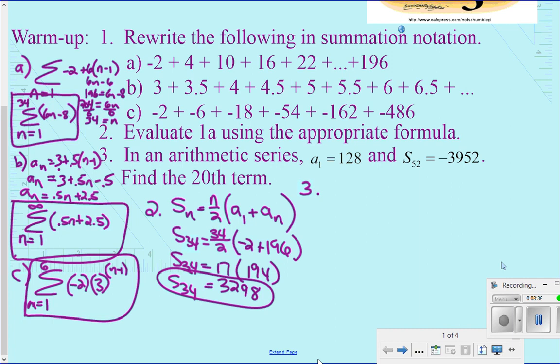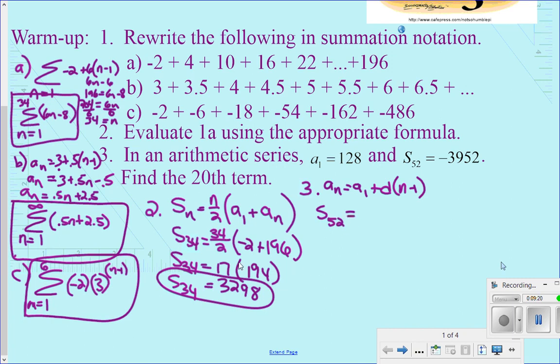Well, if you think about the arithmetic explicit, I don't know enough information yet because I don't know d and I don't know a sub 52. I know S sub 52, but I don't know a sub 52. So I can't really get too far if I try to use the arithmetic explicit. So instead, I'm going to look at the finite sum formula for an arithmetic series, which again, we have written right here. So S sub n equals n divided by 2 times the quantity a sub 1 plus a sub n. So S sub n, that's S sub 52.